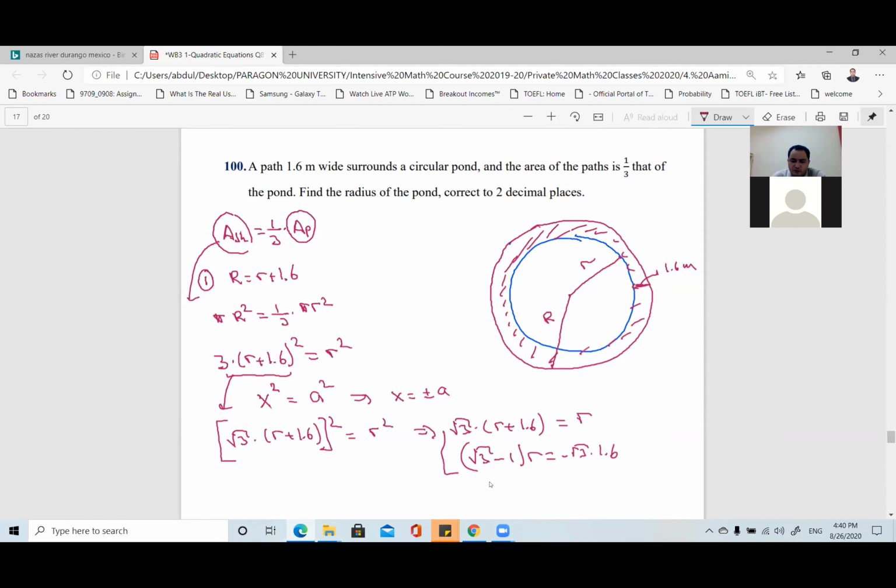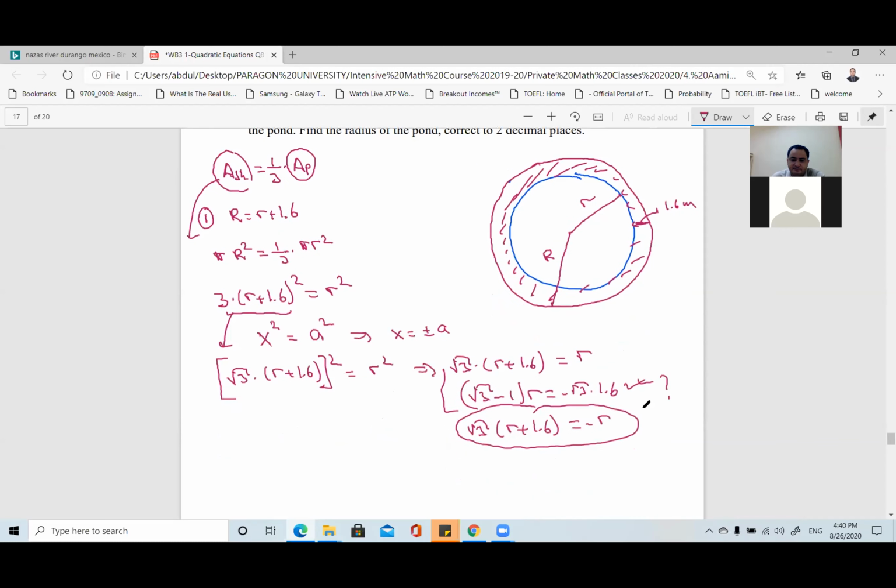And the second one is we should take the square root of 3 times r plus 1.6, that's equal to negative r. I think in the second part we will have a positive answer because here it is negative. So it's rejected. Anyway, even if you don't try this way, you know how to solve any kind of quadratic equation. The important thing is to be able to write this equation, right?